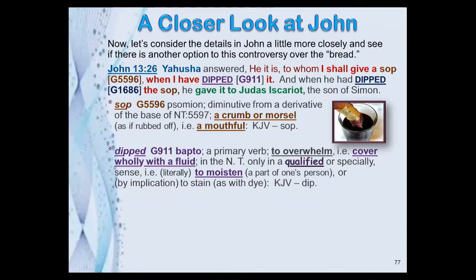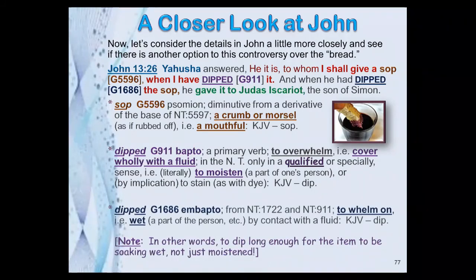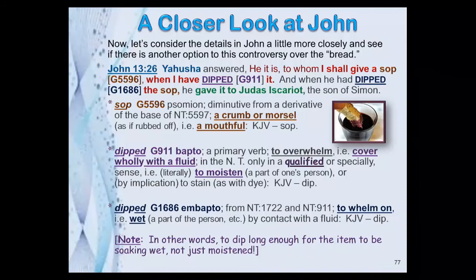But there is another word, dipped. It has a different number, 1686. It's embapto, and it means to whelm on, to wet. You know what I think? It's there two times, not once. And when it's there twice, it means you've got to remember something's going on here, something really important. And I think it means that this bread was dipped long enough for the item to be soaking wet, not just moistened. It was dripping wet.